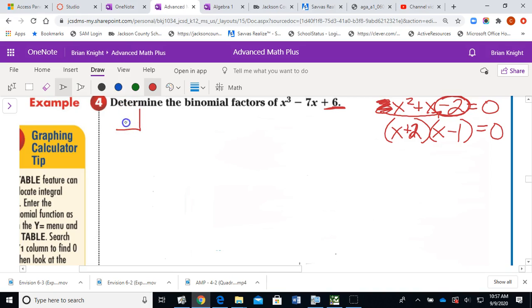So I'm going to put 1 in here. I'm going to do my coefficients. So the coefficient of the first one is 1. What's the coefficient of x squared? 0. What's the coefficient of 7x? Negative 7x is negative 7. And then what's the constant? 6. Write that down. Bring down your 1. 1 times 1 is 1. Add those up. 1 times 1 is negative 7. That's totally wrong.